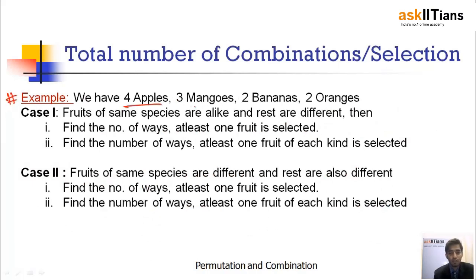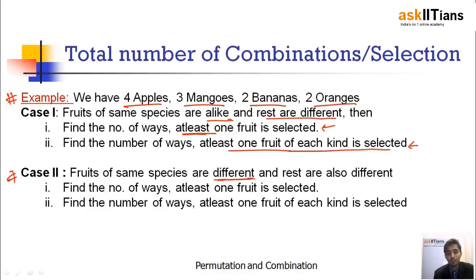If we have 4 apples, 3 mangoes, 2 bananas, 2 oranges, consider case 1, that is the fruits of same species are alike and the rest are of different kinds. Then find the number of ways in which at least one fruit is selected. And the second part is to find the number of ways of selecting at least one fruit of each kind. The first case is at least one fruit is selected, and the second case is at least one fruit of each kind is selected.